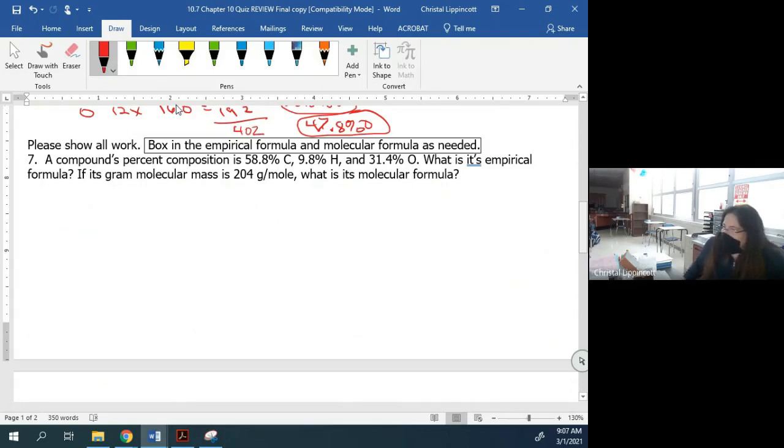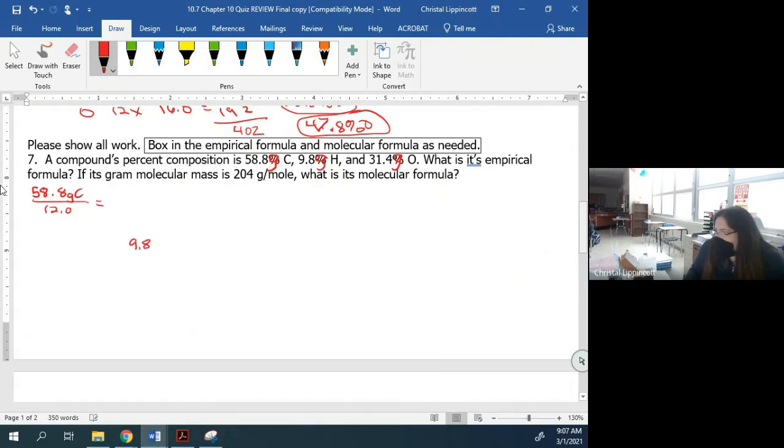All right. So rules for this. When we do these, we assume that we have a 100-gram sample. Rule number 1 is to assume we have a 100-gram sample. Rule number 2, turn these percents into grams. Okay. Rule number 3 is we're going to take each of these grams and we're going to turn them into moles.